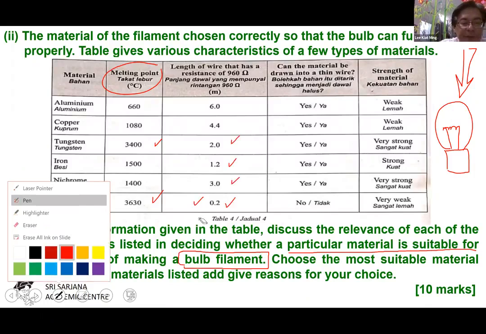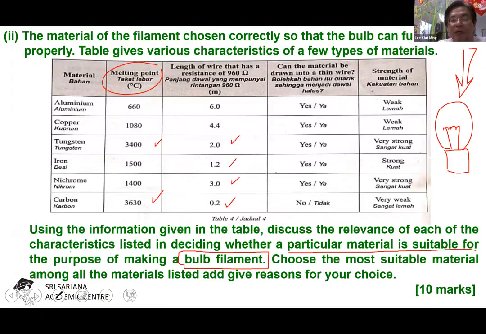Then the third one, we are asking for what? Can the material be drawn into thin wire? If not, how are you going to make the very thin filament? So we know the last one cannot be used. Strength of material: we want it to be strong. Strong, strong, strong. This one probably also. So the one with all the marking, I think will be tungsten.